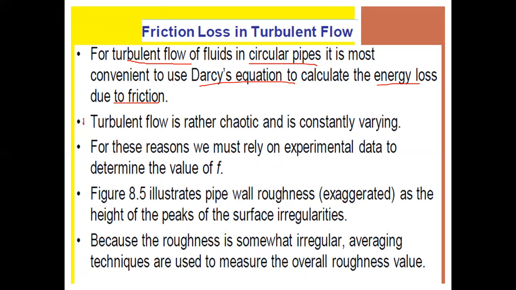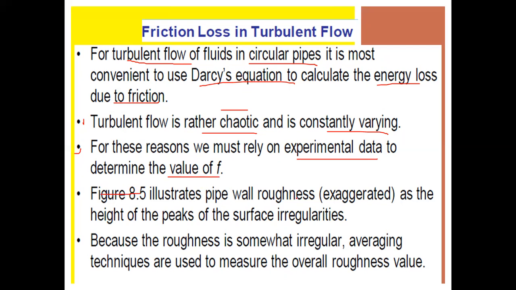Next point. The turbulent flow is rather chaotic and is constantly varying. Generally the flow of fluid is not constant. It will be varying, and also it is chaotic. Chaotic means there may be uncertainty. The turbulent flow will have different uncertain things. For these reasons, we must rely on experimental data to determine the value of F.